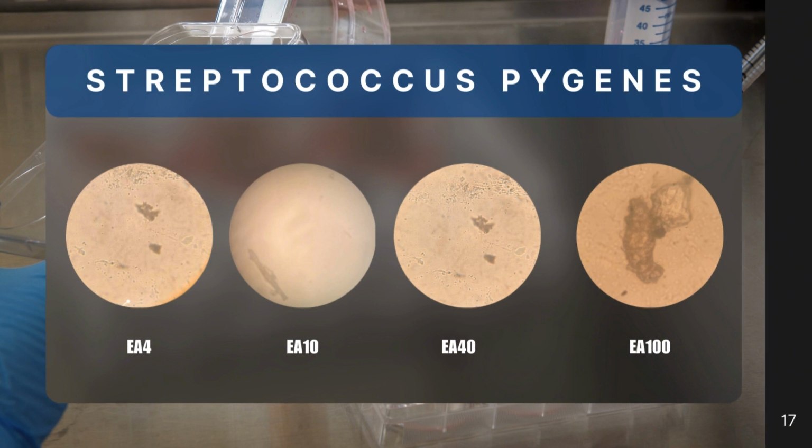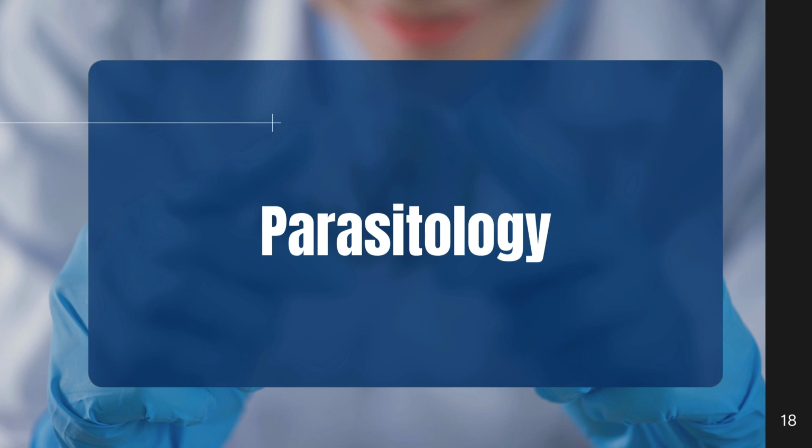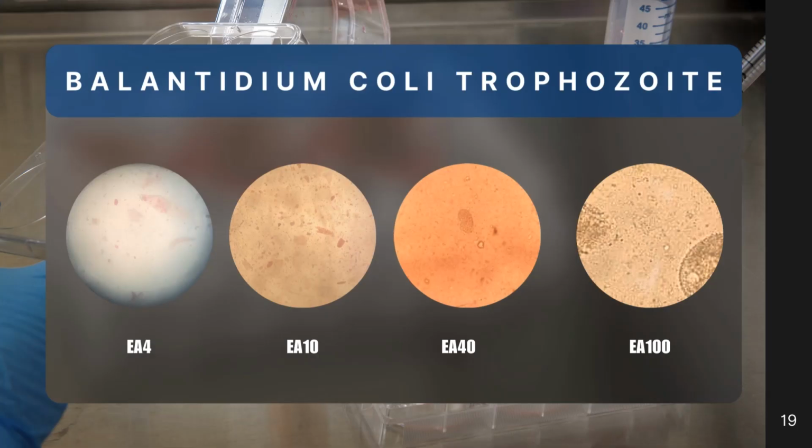Now let's go to the next part, which is parasitology. The first specimen in parasitology is Balantidium coli trophozoite. Balantidium coli is a large ciliated protozoan parasite that can infect the digestive tract of humans and other animals, causing a condition known as balantidiasis.